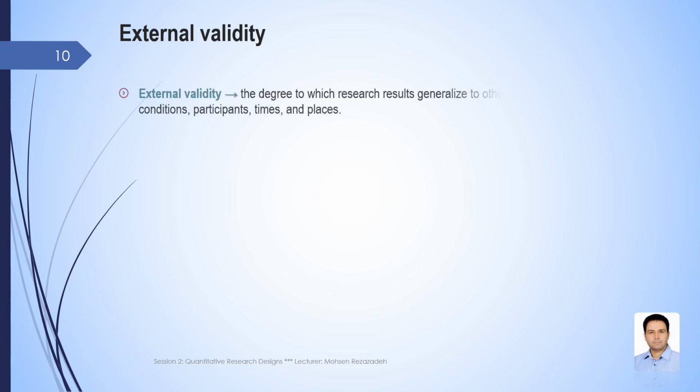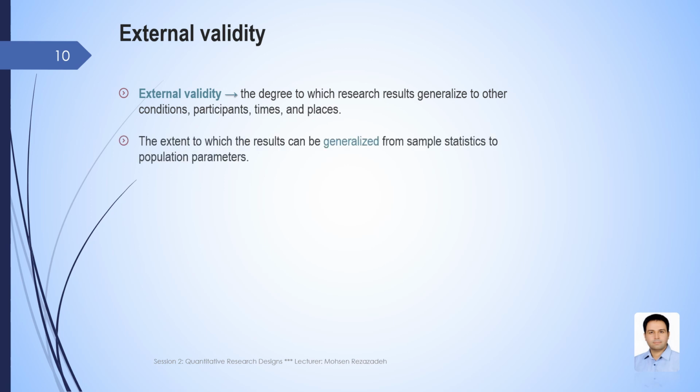External validity is the degree to which research results generalize to other conditions, to other participants, other times, and other places. In fact, the extent to which the results can be generalized from sample statistics to population parameters. This is the definition of external validity.